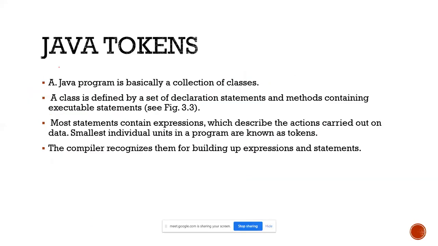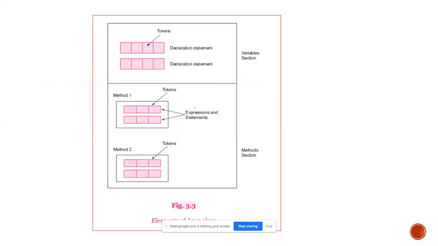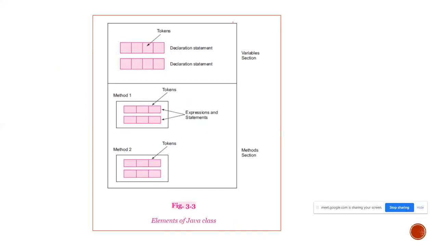Then next is tokens. What are tokens? Java is basically a collection of classes. A class is defined by a set of declaration statements and methods containing executable statements. So what are all those? You can look into the diagram. Look into the diagram. You have the elements of a Java class. You have the variable section. You have the method section. Here you have declarative statements. These are the tokens. And in the method section also, you'll be using tokens, expressions, and statements.